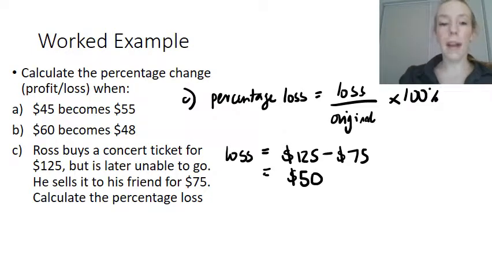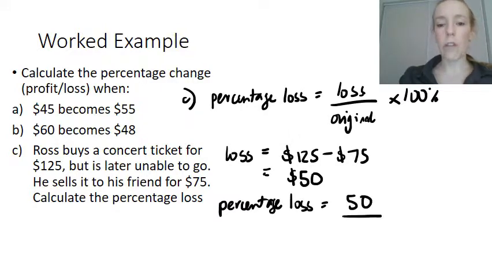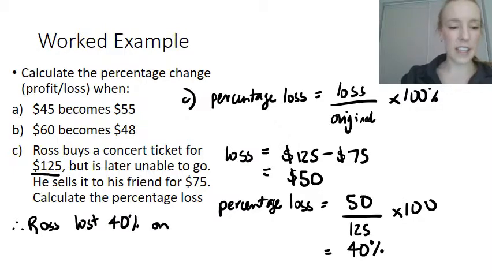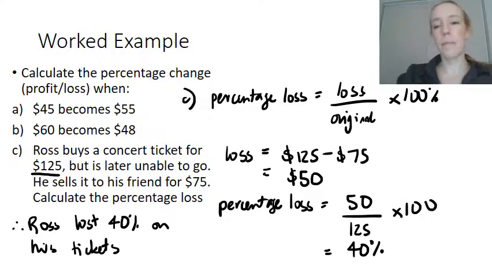So then we can just put that back into our formula. So our percentage loss is our loss, which was $50 over our original amount. So the amount he originally paid for the tickets was $125. Multiply that by 100, and that will give us our answer of 40%. Oh, that's a bit of a loss. So then we can just write that in a worded answer. So therefore, Ross lost 40% on his tickets. Poor Ross. That'd be our answer there for C.